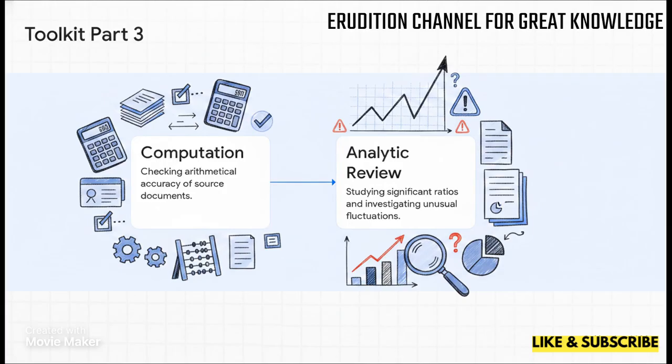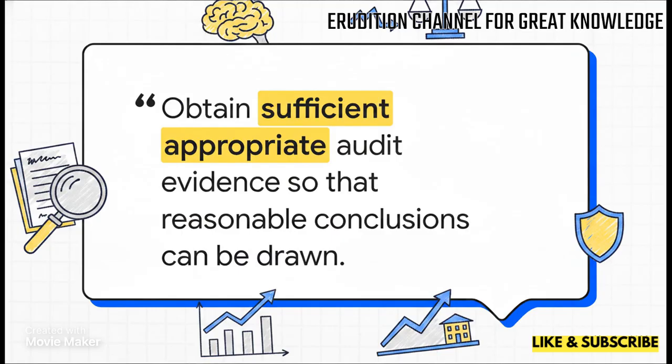To round out the toolkit, we contrast mathematical precision with big-picture trend spotting. Computation simply consists of checking the arithmetical accuracy of source documents and accounting records, or just performing independent calculations. You're checking the math. Analytical review, on the other hand, is much broader. It consists of studying significant ratios and trends and actively investigating unusual fluctuations in items. If a specific expense jumps 300% in 1 month, analytical review is the tool that flags it and tells you to go investigate. And this brilliantly illustrates the whole point.